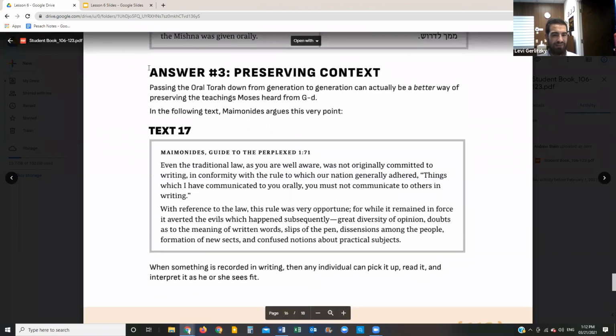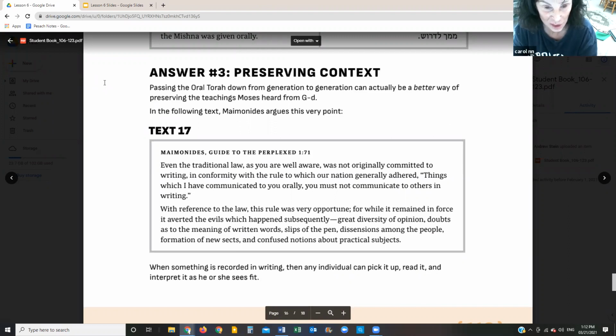And Caroline, if you'd like to read answer number 3, preserving. Preserving content. Passing the oral Torah down from generation to generation can actually be a better way of preserving the teachings of Moses heard from God. In the following text, Maimonides argues this very point. The Maimonides guide to the perplexed.